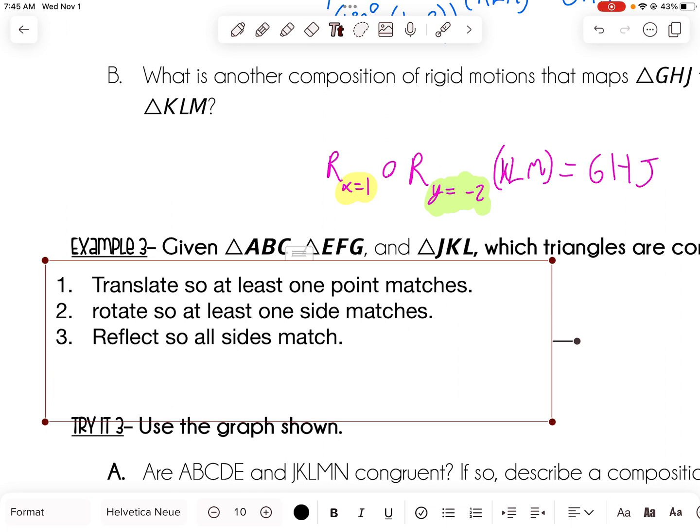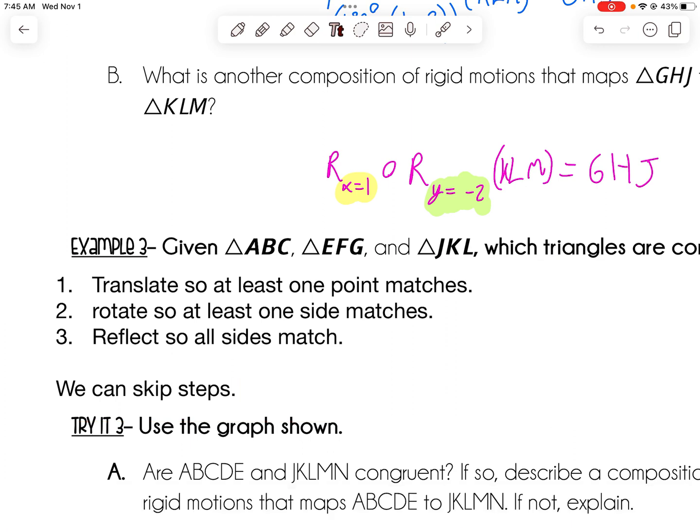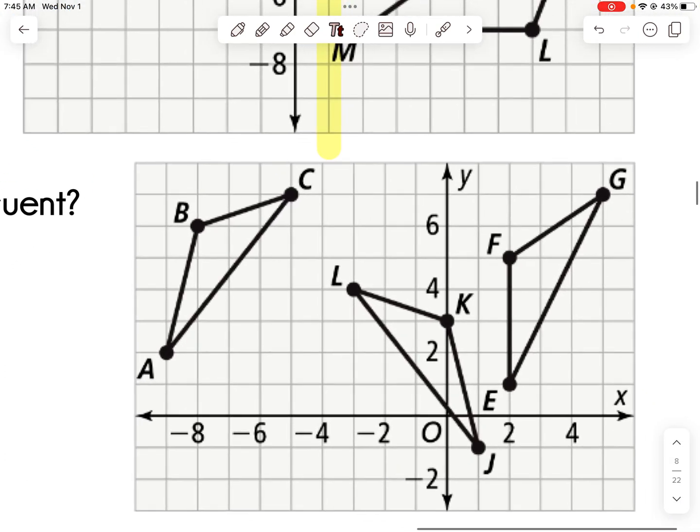Now, one of the beauties of using these 3 steps is that it works with a grid, without a grid, it works anywhere. And we're going to see how that works in just a second. But before we do, I want to make sure we understand one thing. We can skip steps. You can skip steps if you translate, rotate, and reflect. Maybe you don't need to rotate. Maybe you don't need to reflect. We can skip some steps here. All right, let's go ahead and see how they're congruent.